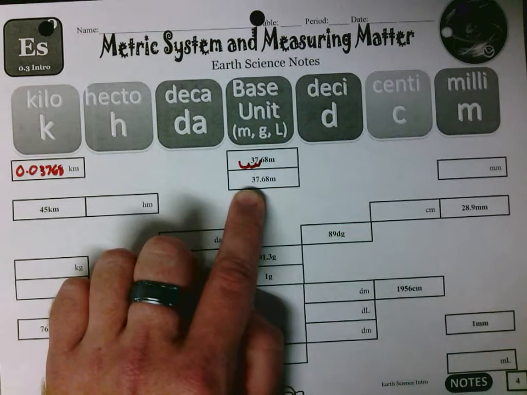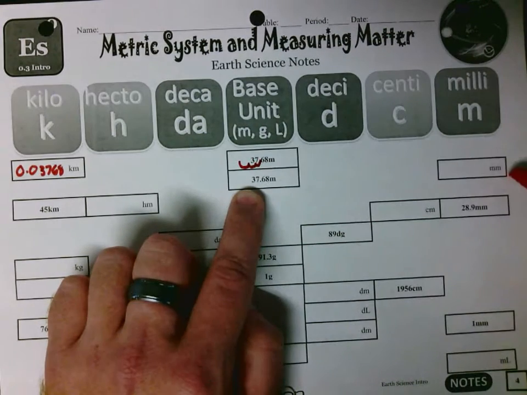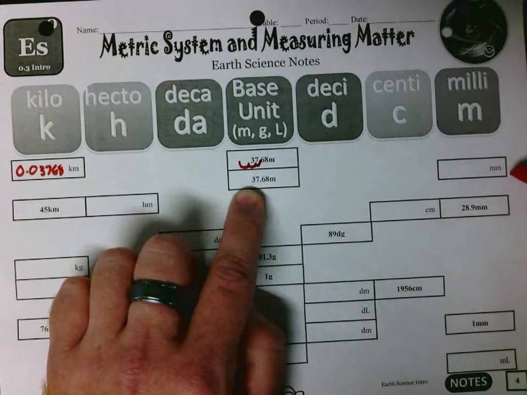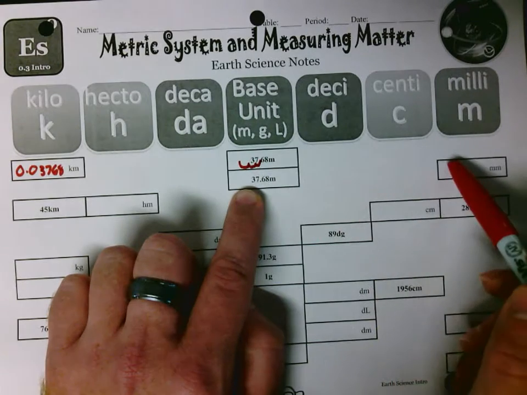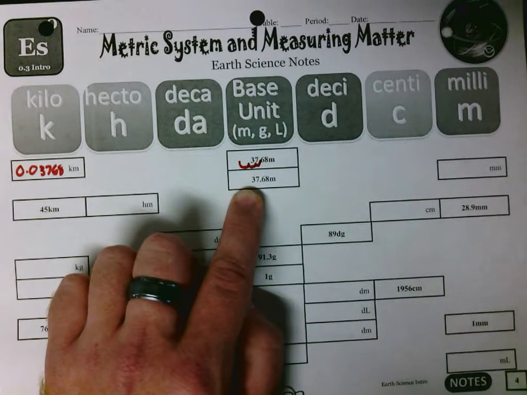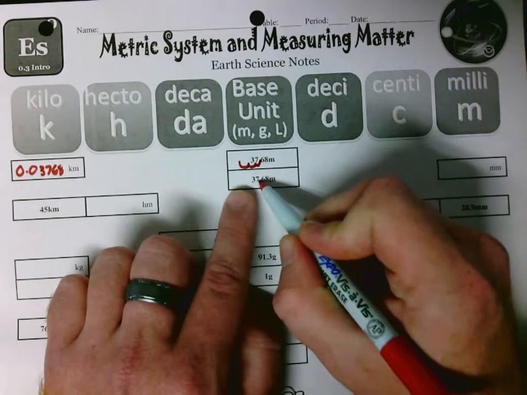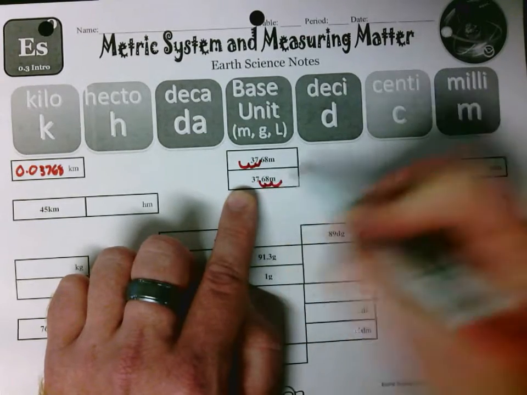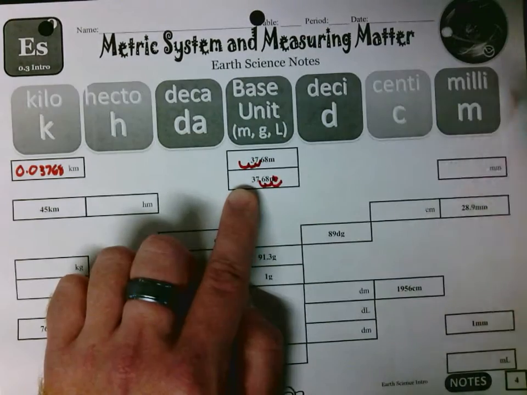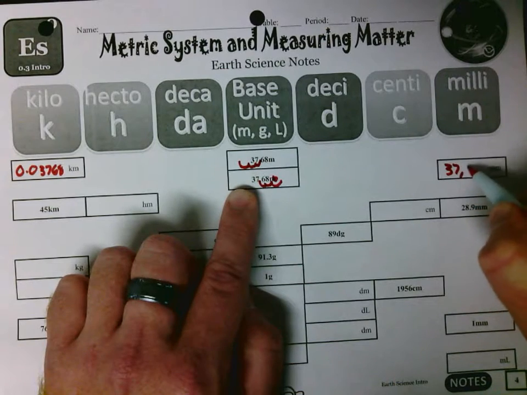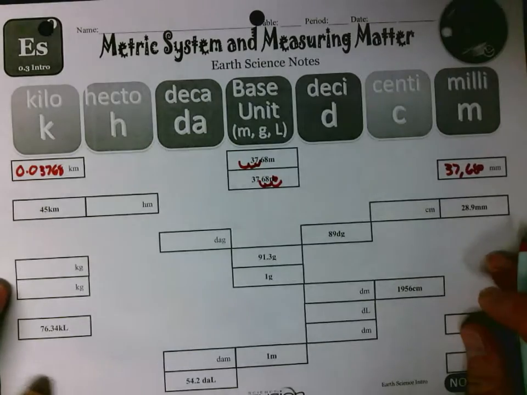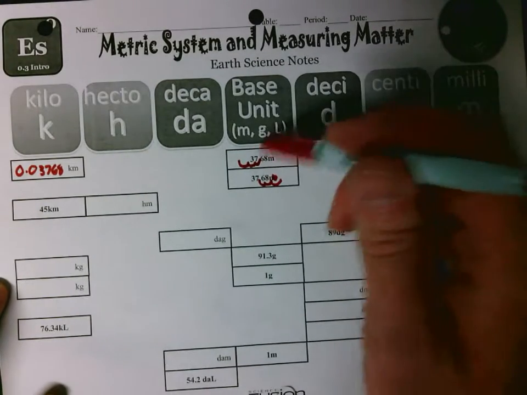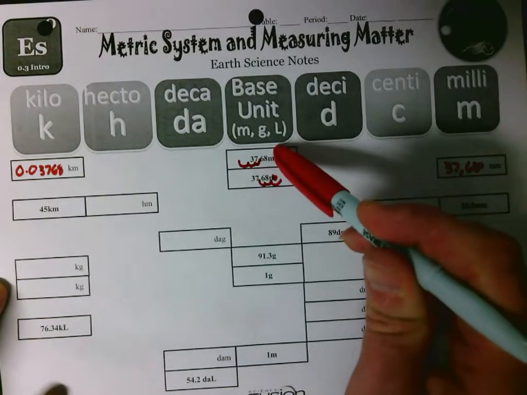Dropping down to the next row, I have 37.68 meters again. I'm starting with the base unit. And this time I'm asked to convert to what? Millimeters. How many places am I going to move this time? 3. Which direction? To the right. So I'm going to move my decimal point over 3 to the right and add a 0. And this will become 37,680 millimeters. Let me remind you, when you're doing your counting, you don't count the number that you're on or the unit that you're on.